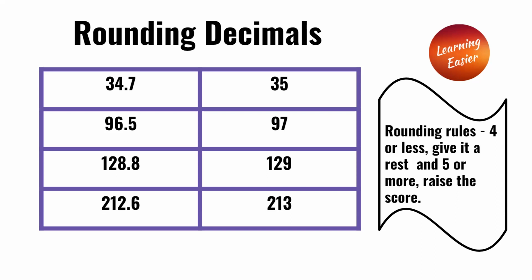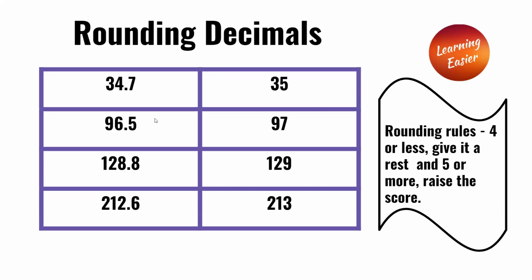So first, we're going to be rounding 34.7. Since we're rounding the 4 in the 34.7, we have to go to the next number, which is in the tenth place value. And since 7 is 5 or more, we raise the score to 35.